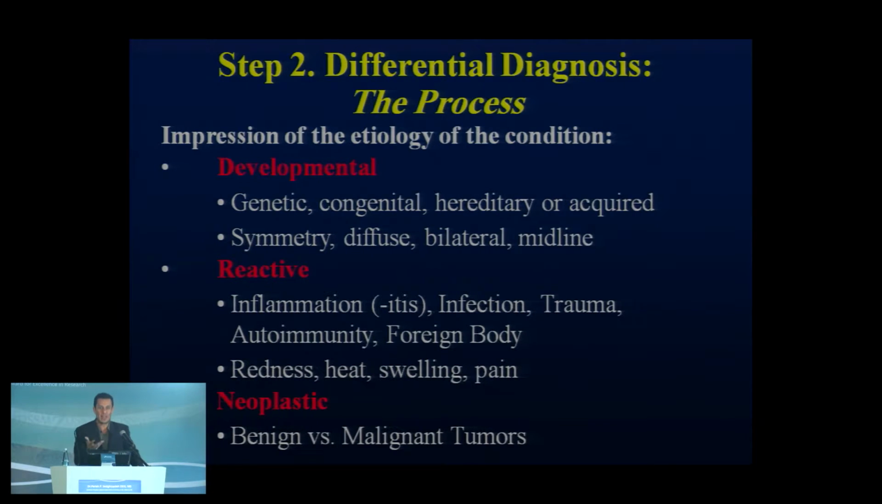The body reacts to something, okay? Things that end in itis, dermatitis, inflammation of the skin, conjunctivitis, inflammation of the eye, for example, of the conjunctiva, okay? This could be due to infection, trauma, autoimmune conditions, foreign body. Lots of things can lead to the body reacting to something, okay? But a lot of times you'll generally have characteristic signs and symptoms.